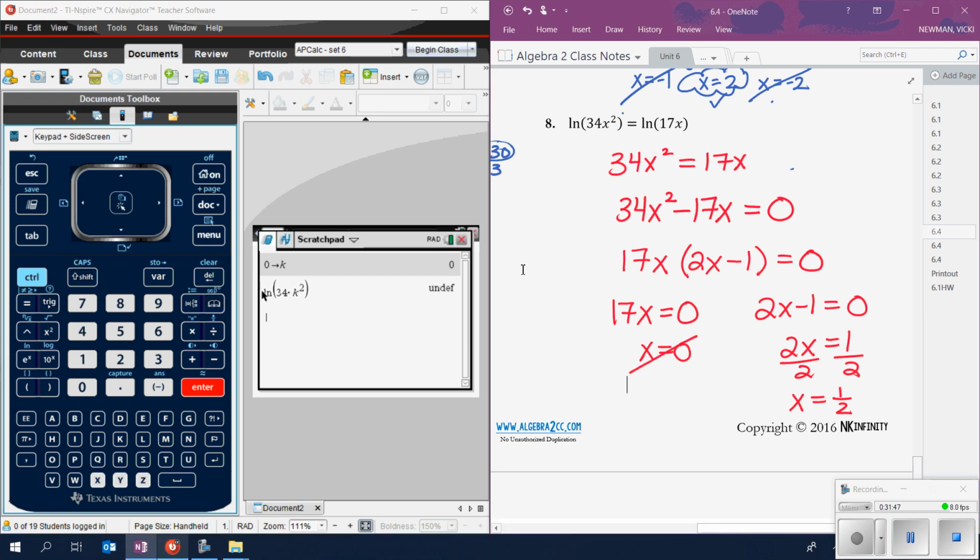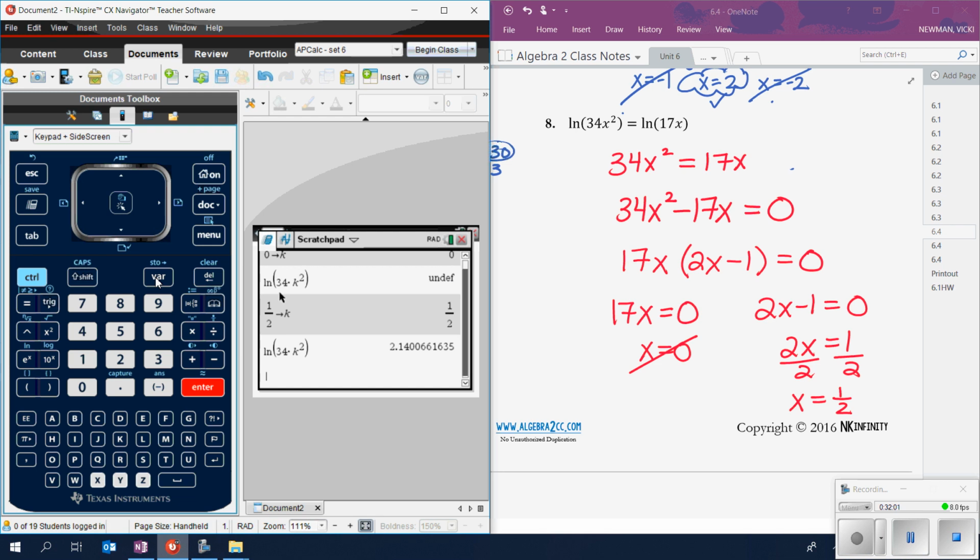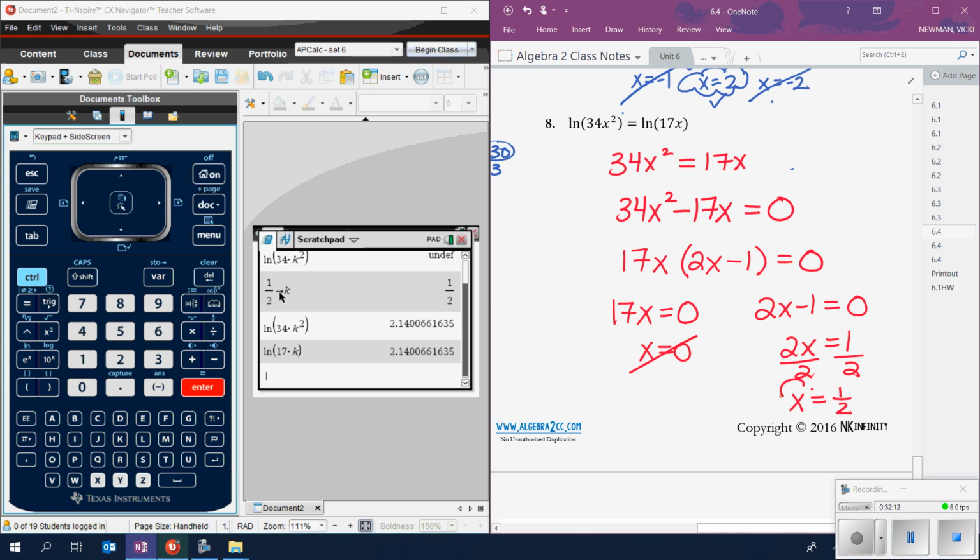All right. Then we should try 1/2. Okay, so that we get a number. So let's try the other side. Natural log of 17, we're using k. It matches, so our answer is 1/2. Yay!